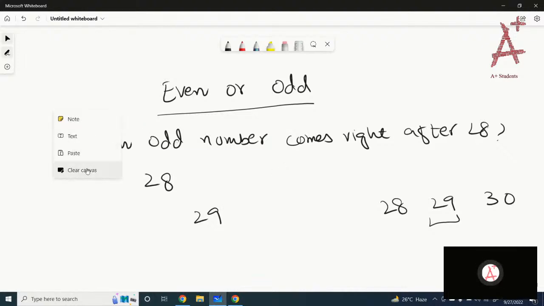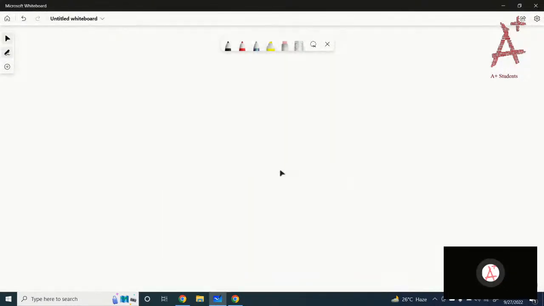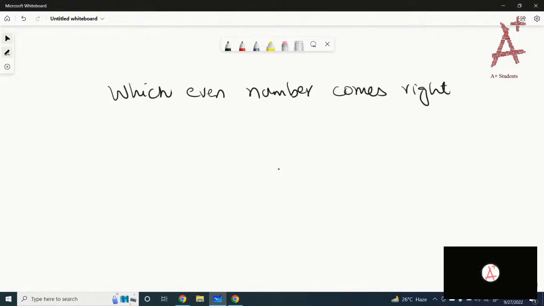Okay, good. The next one is which even number comes right after 34? So when counting, you have 34, 35, 36, 37. The very next number is 35. Is 35 an even number? No, 35 is not an even number.